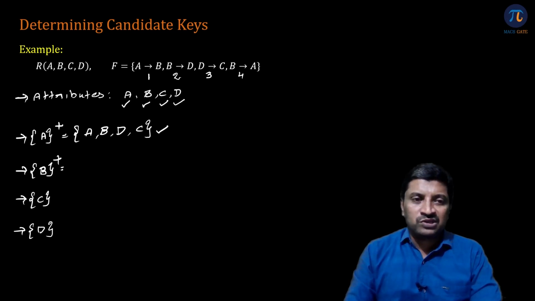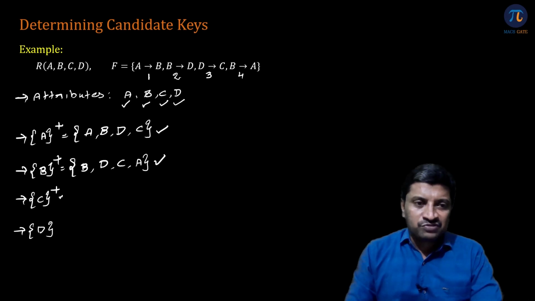What about the closure of B? With the B, we can get B. Then by using 2, we can get D. By using 3, we can get C. By using 4, we can get A. We got all the attributes of the relation. So B is also a candidate key.